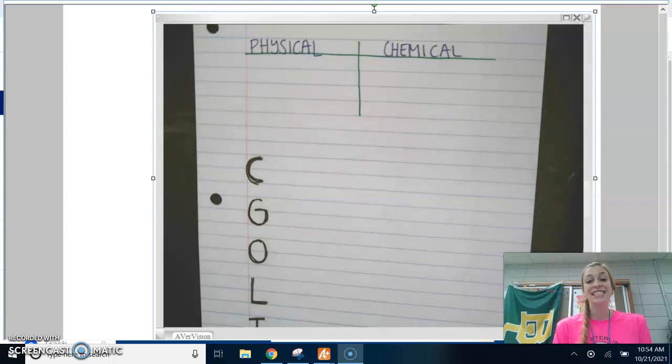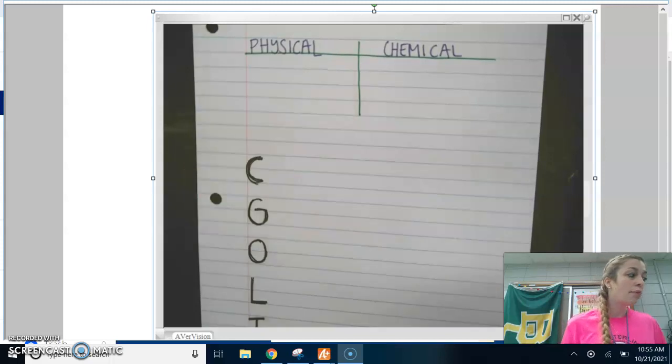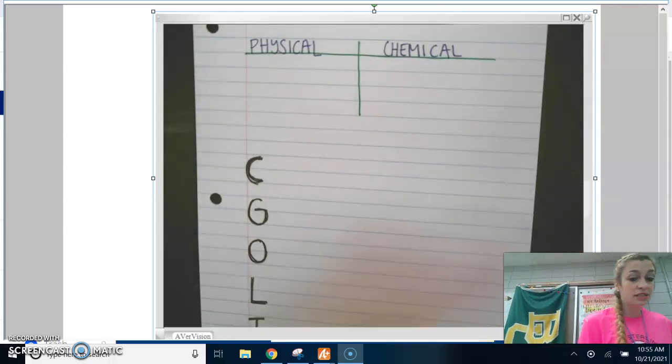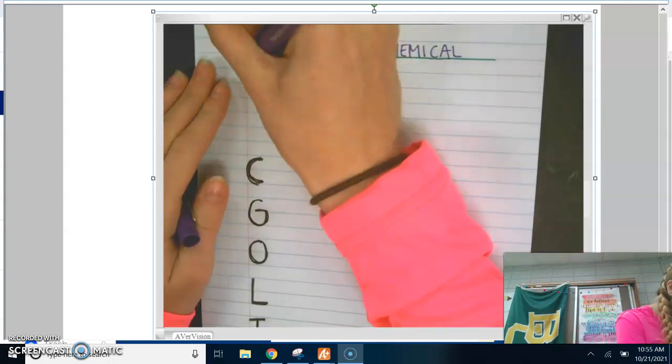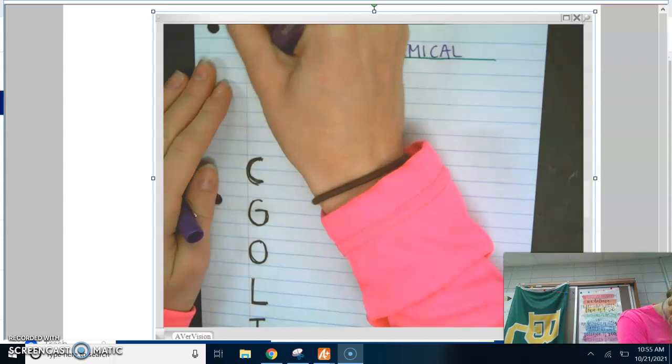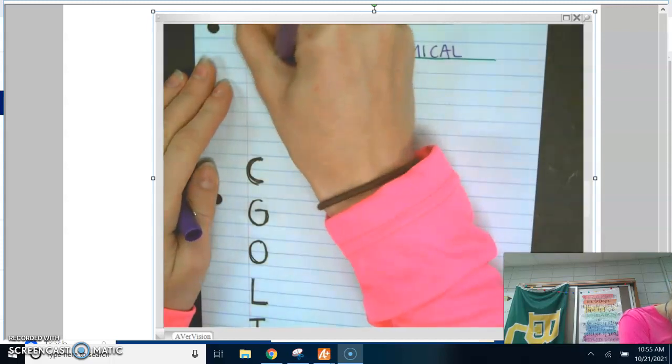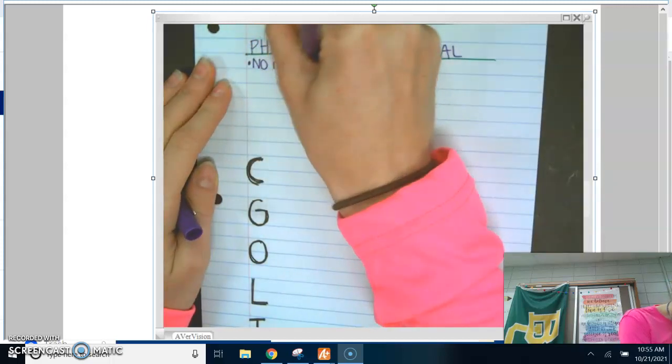All right, today we are talking about physical versus chemical changes and evidence of a chemical reaction. So y'all really did physical versus chemical changes yesterday with Marshmallow Man. And that's also something you learned in 6th grade. So let's just put a couple things to remind us about the differences between a physical change and a chemical change. So for physical, there's no new substance.